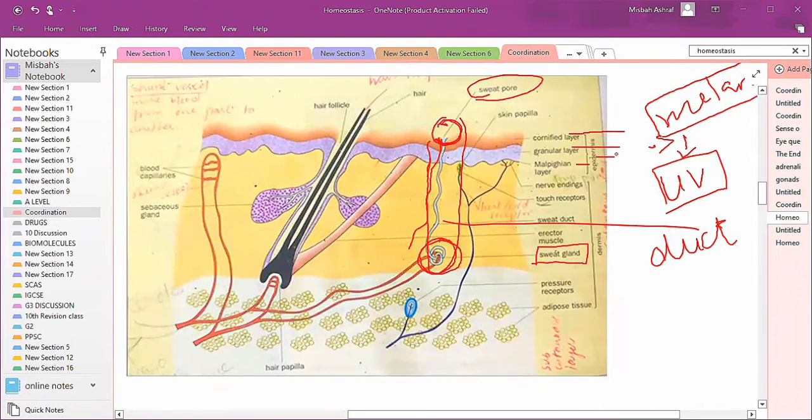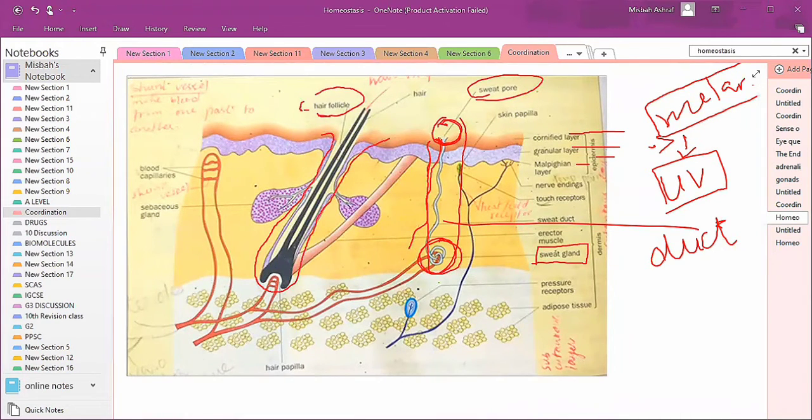This epidermis sinks down into the dermal layer and forms a hole. This hole is known as the hair follicle, right? And this follicle is the hole in which the hair grows. At the bottom of the hair follicle, there are some cells which can divide. This region is known as the hair papilla, where dividing cells are present.